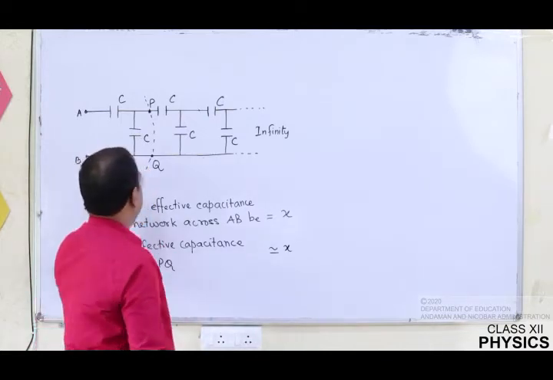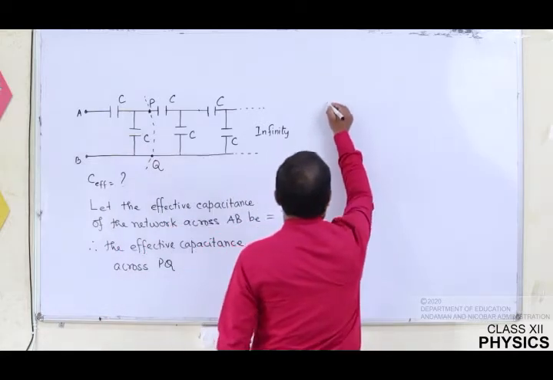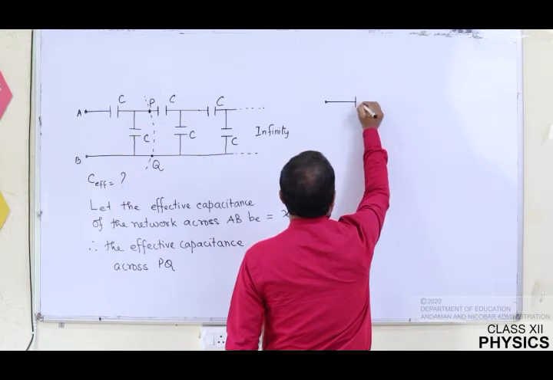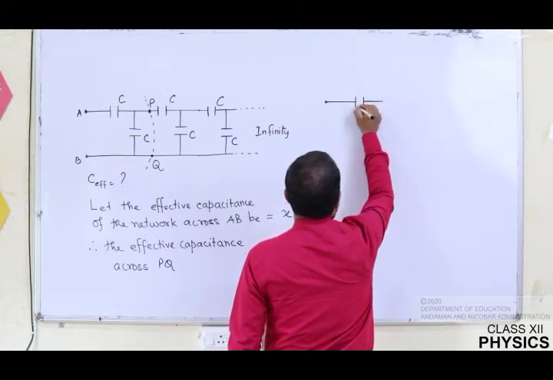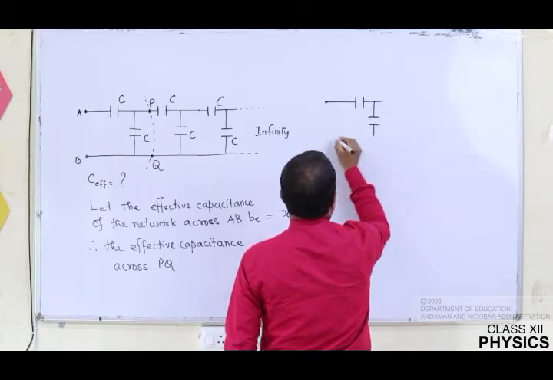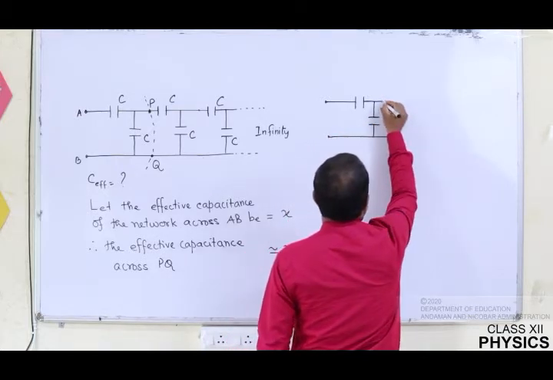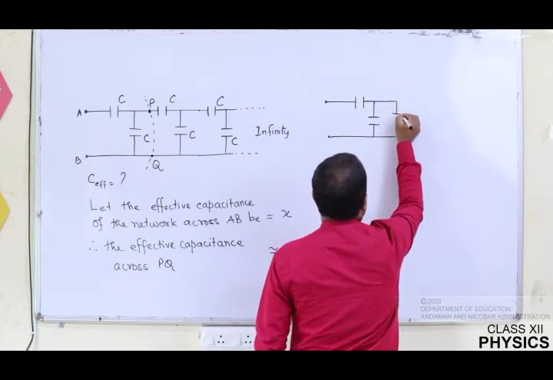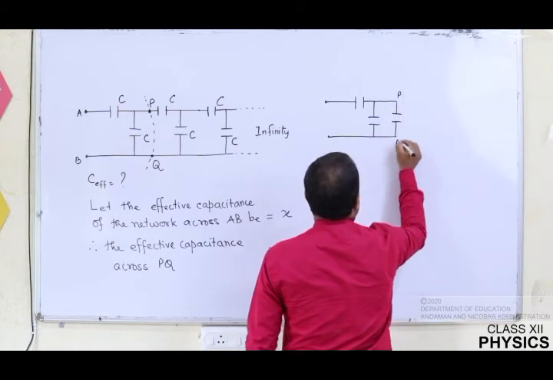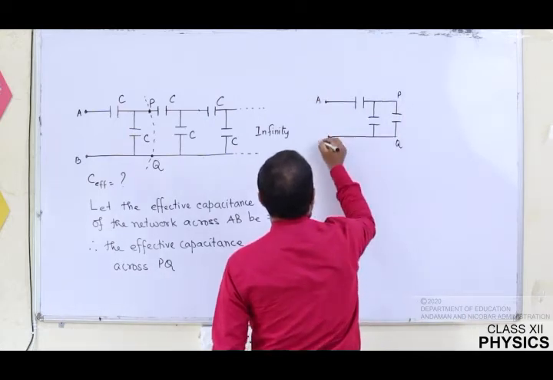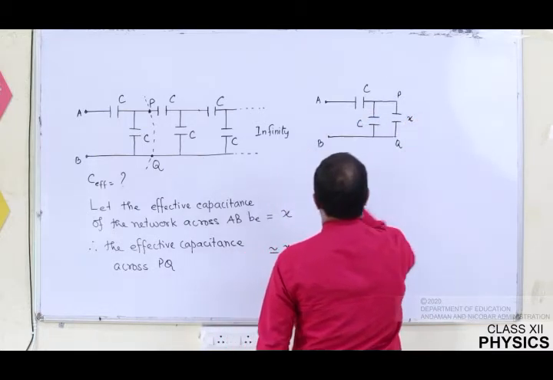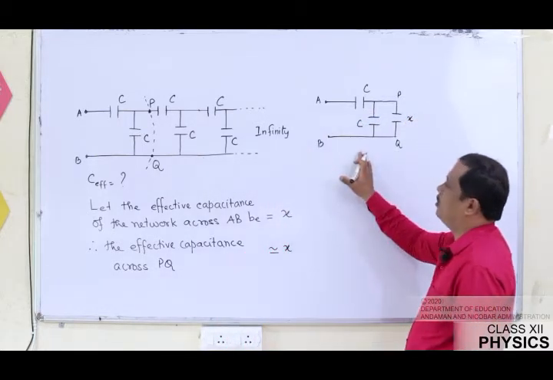In that case, if I redraw this diagram, my entire diagram will reduce to a figure like this. This point will be P, this will be Q, this will be A, this will be B, this is C, this is C, and this is X, approximately equal to X. So the entire circuit has been reduced to this.